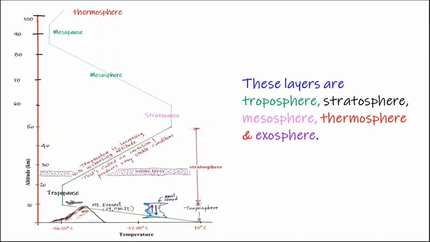These layers are troposphere, stratosphere, mesosphere, thermosphere and exosphere. Between each layer exists a pause, in which the temperature remains constant with height. Since most weather occurs in the troposphere and since most flying is in the troposphere and stratosphere, we restrict our discussions mostly to these two layers.